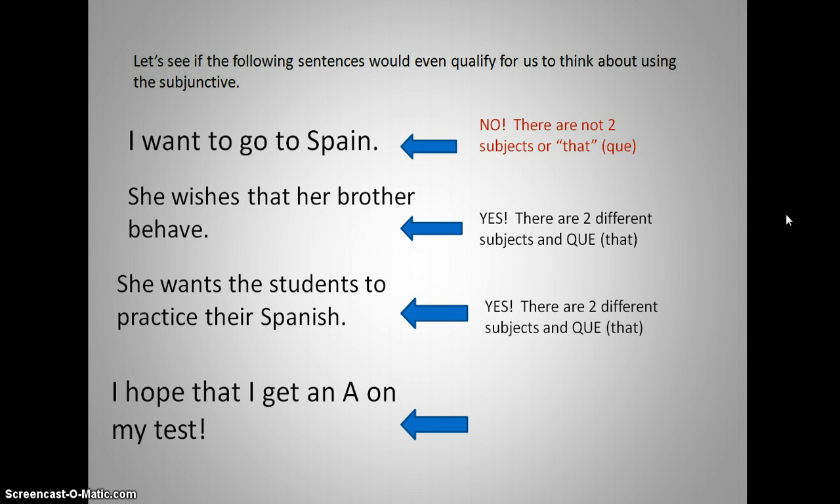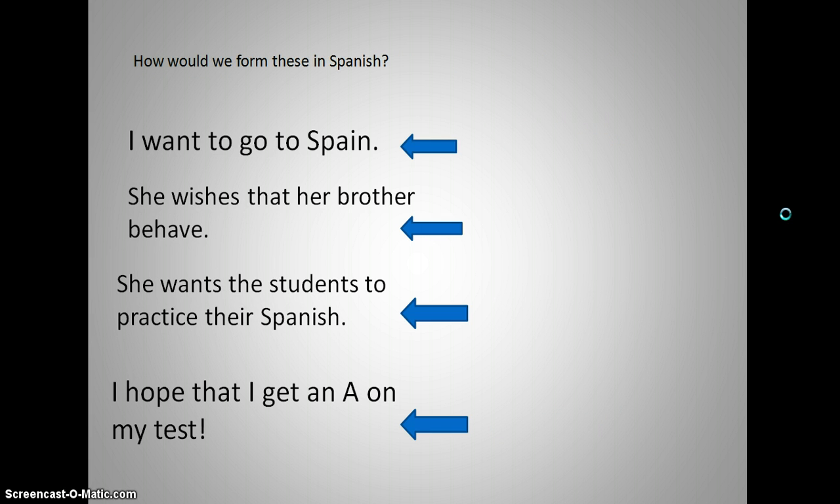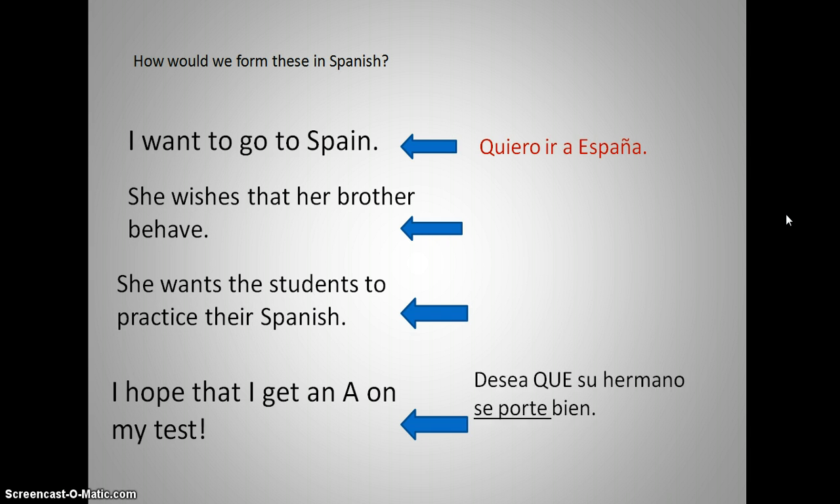Well, we don't have two different subjects, so it does not qualify. Okay, so how would we form these in Spanish? Well, the first one is quiero ir a España. Because we don't have a change in the subjects, we don't have to conjugate our second verb.